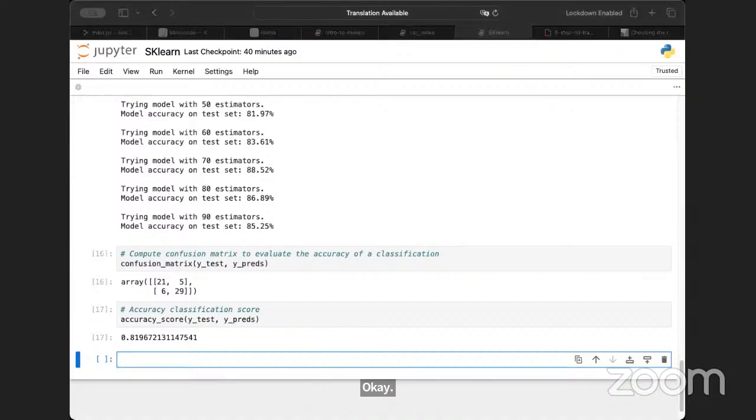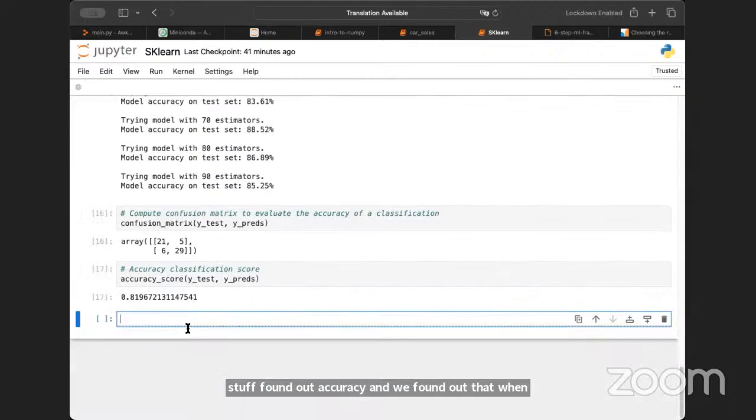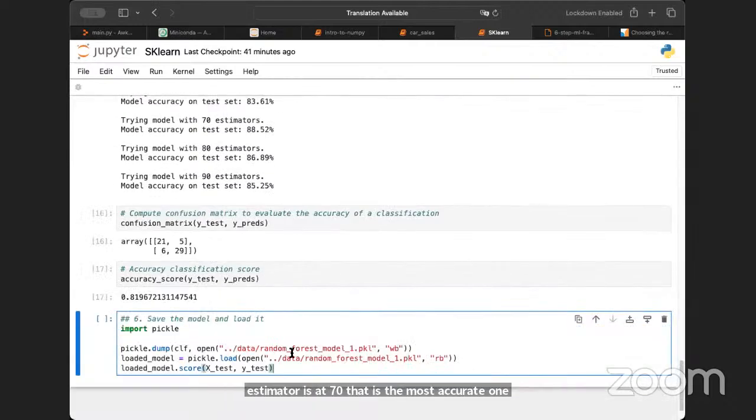Okay. Then finally, how can we save this model? Now we already did it, right? We also did this whole stuff, found out accuracy, and we found out that when the estimator is at 70, that is the most accurate one, right? And if we want to save, there is an inbuilt library called pickle, and you can dump your model in there.